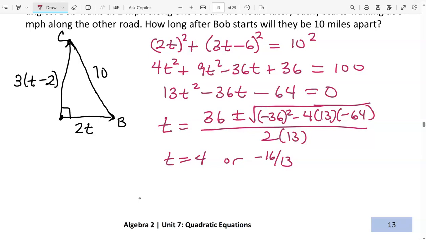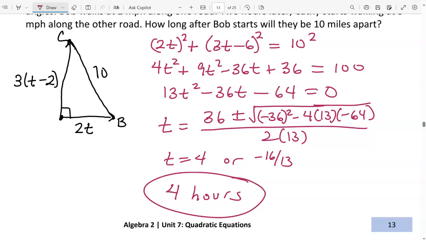Since t is the amount of time after Bob starts, we're going to accept that positive solution, so that would be 4 hours after Bob starts. Will they be 10 miles apart? We can actually check that solution. After 4 hours, Bob will have gone a distance of 8. After 4 hours, Kathy will have only been traveling for 2 hours, so if we plug in a 4 for t here, 4 minus 2 is 2, times 3 is 6, and 6 and 8 and 10 are sides that will work in the Pythagorean theorem, since 6 squared plus 8 squared is equal to 10 squared.